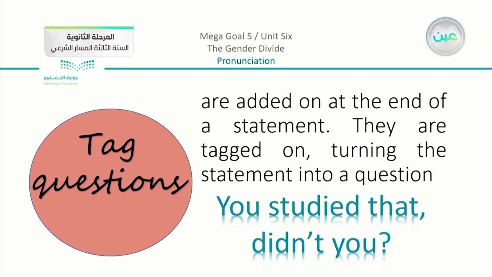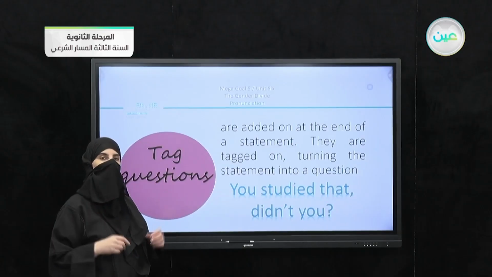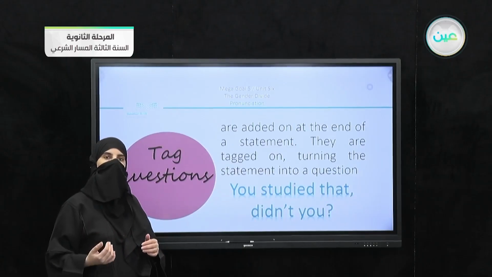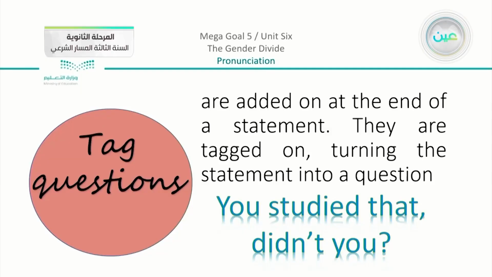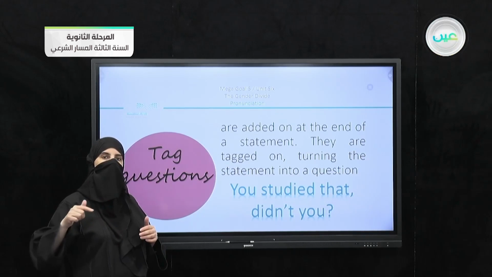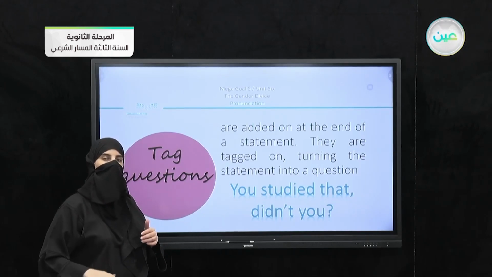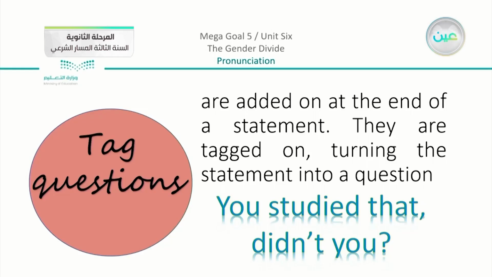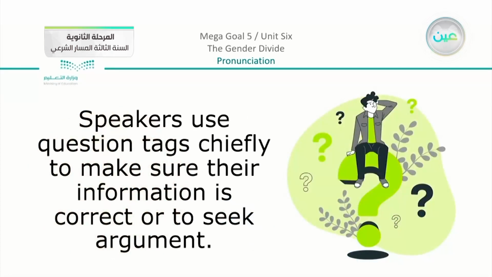So you can say the same statement but in another way. I can ask you, you studied that, didn't you? Or, you studied that, didn't you? So one time I have it high, you studied that, didn't you? And the other time it was lower, you studied that, didn't you? So we are going to see why we have this kind of high and low.